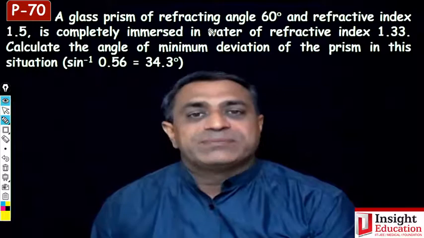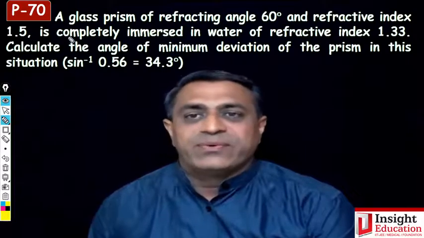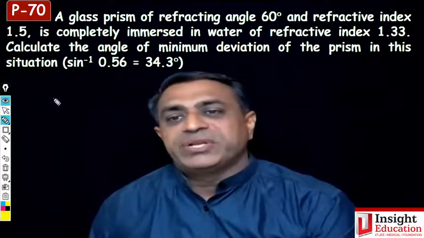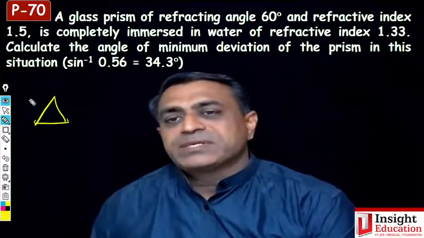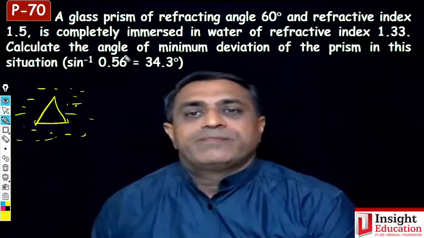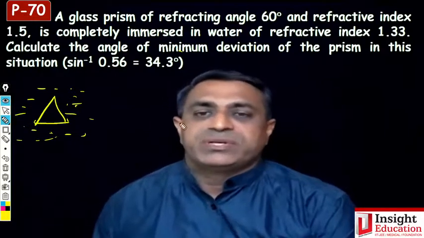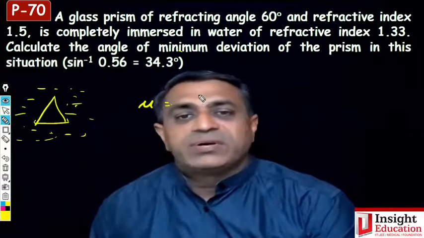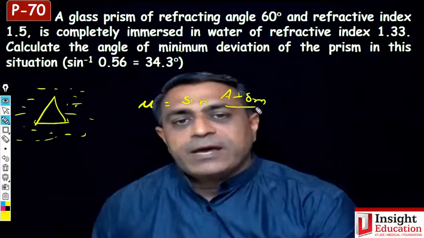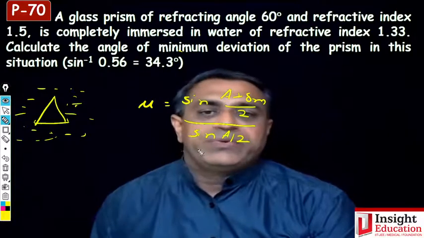A glass prism of refracting angle 60 degree and refractive index 1.5 is completely immersed in water of refractive index 1.33. So glass prism is completely immersed in water. Calculate the angle of minimum deviation of the prism in this situation. So already we have discussed mu is equal to sine A plus delta m by 2 upon sine A by 2. So we have written this equation.